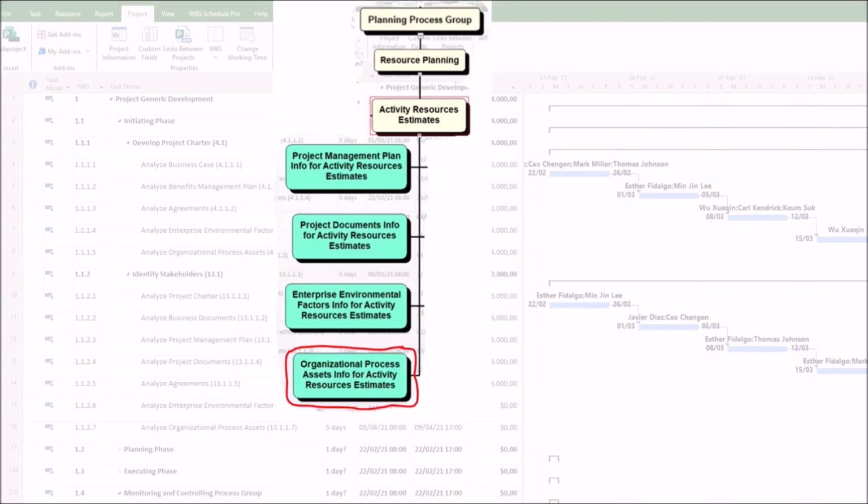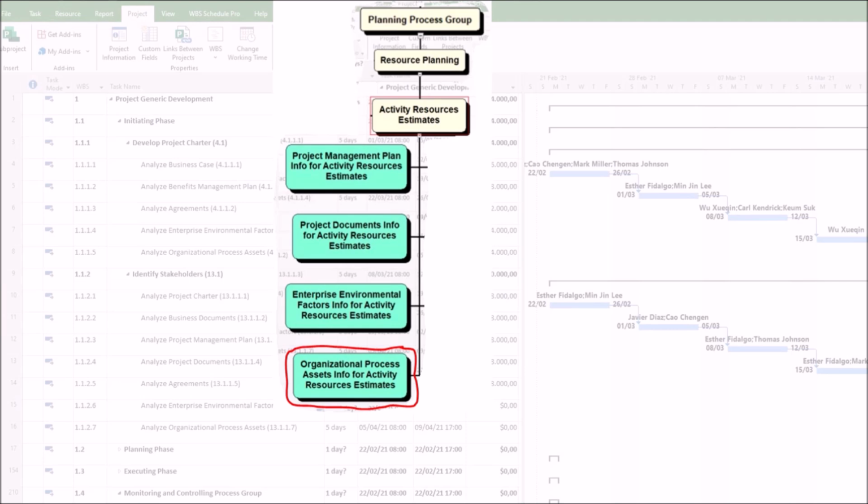How important is the input of organizational process assets to the estimate activity resources process? Organizational process assets are critically important to the estimate activity resources process, providing the historical data, established procedures, and institutional knowledge that make resource estimates faster, more accurate, and consistent with organizational standards.